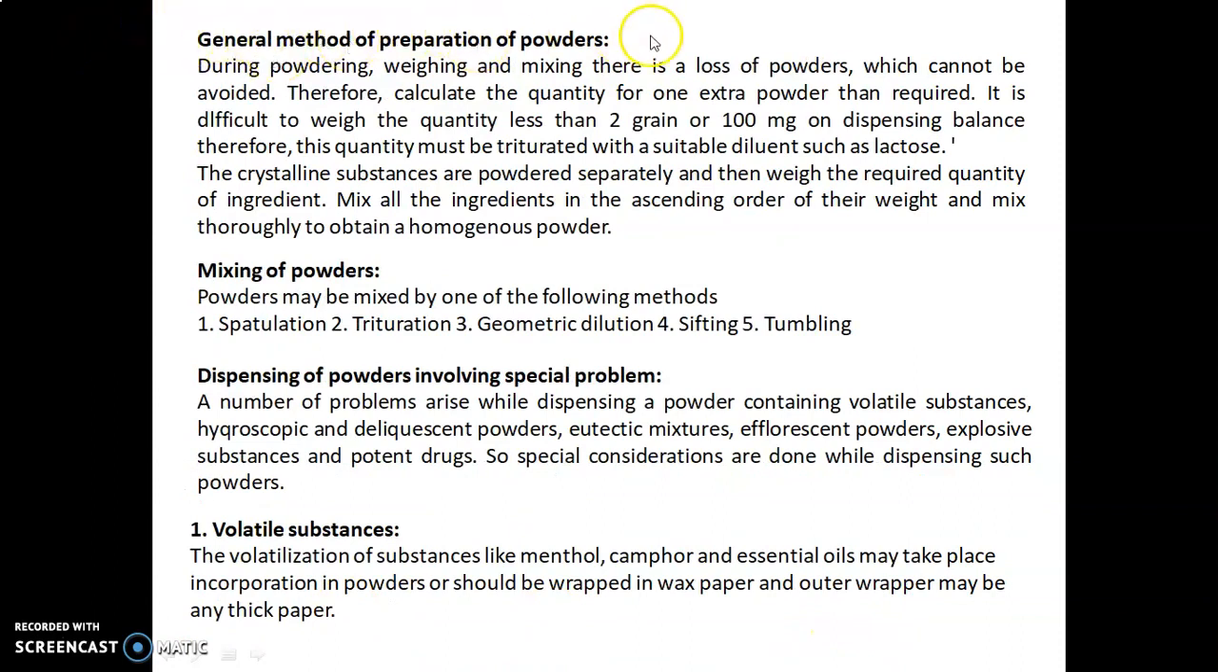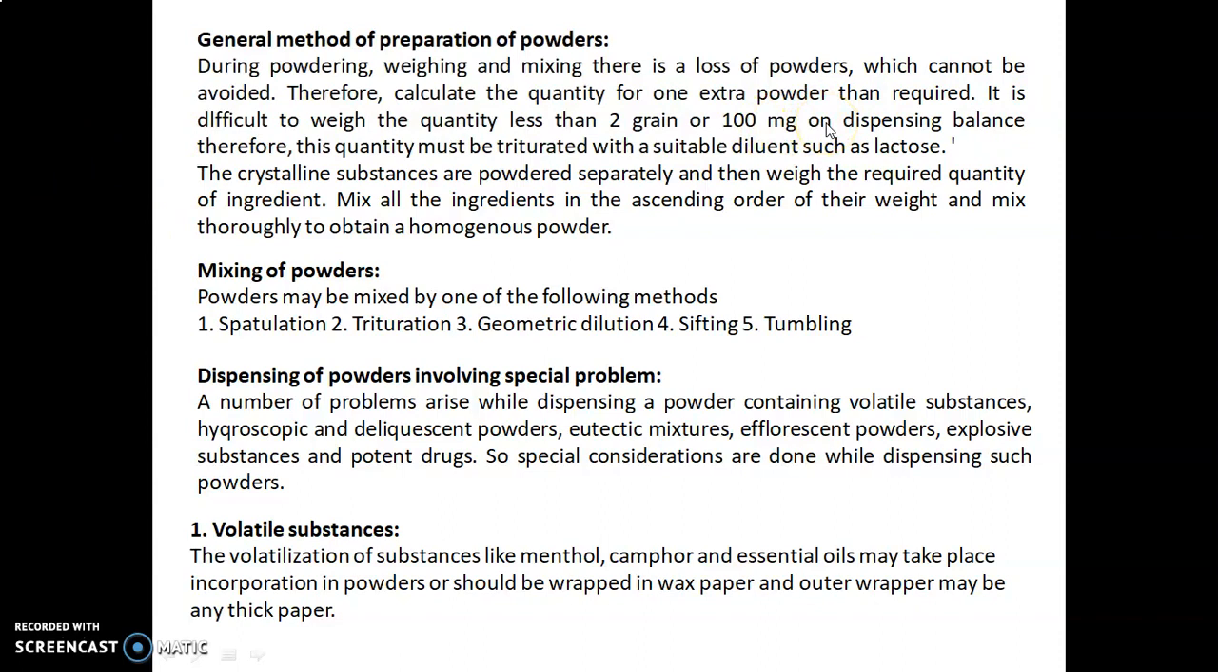General method of preparation of powders. During the powdering, weighing and mixing, there is a loss of powder which cannot be avoided. Therefore, calculate the quantity for one extra powder than required. It is difficult to weigh a quantity less than 2 grain or 100 milligram.